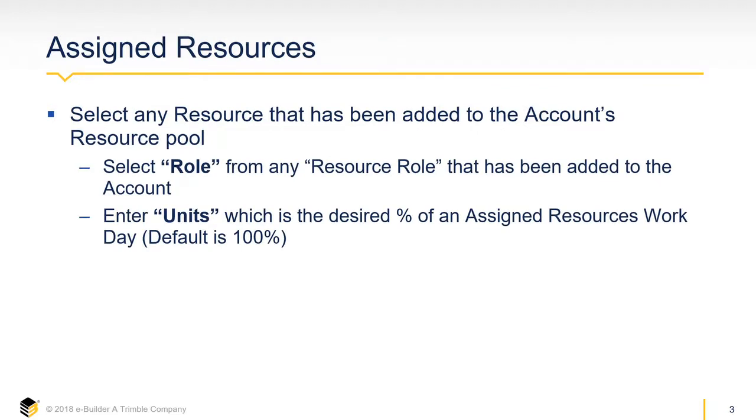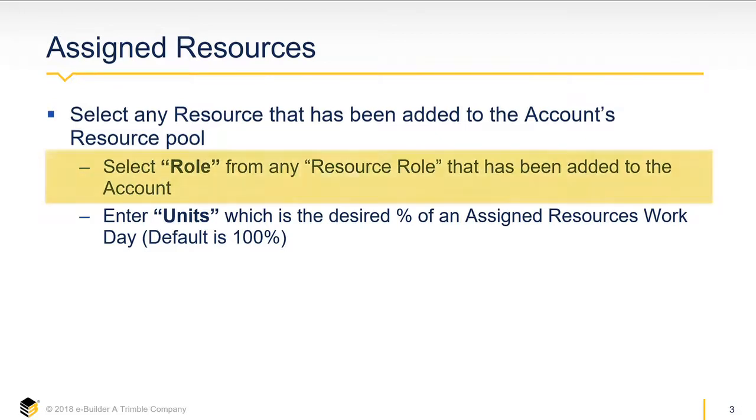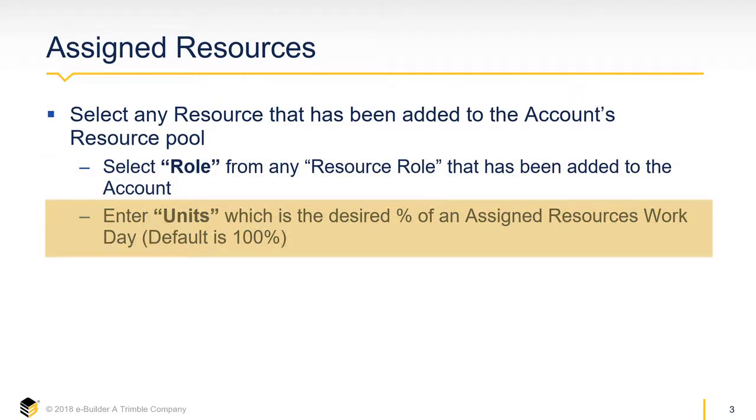The first column that I will be discussing is the Assigned Resources column. And what this column will allow you to do is to select any resource that has been added to your account's resource pool. Once you select that resource, you can then pick any role that is in the resource roles that have been added to your account. And you can also enter the units, which is the desired percentage of an assigned resource's workday. It's going to default to 100%. So on an 8-hour day, that means 8 hours a day that resource is available on that task, but you can change that percentage as you wish.